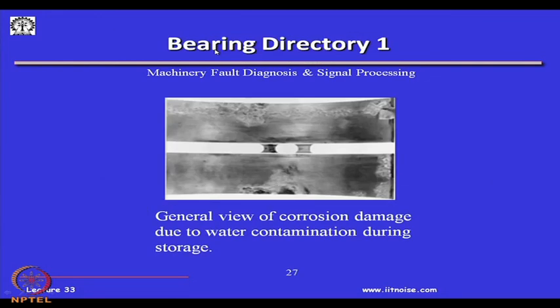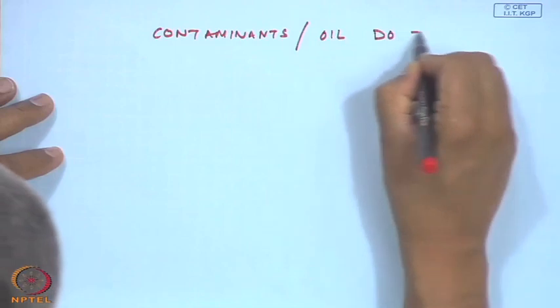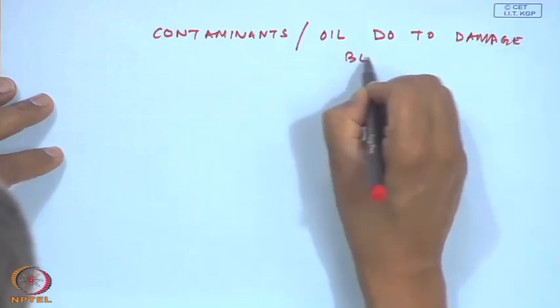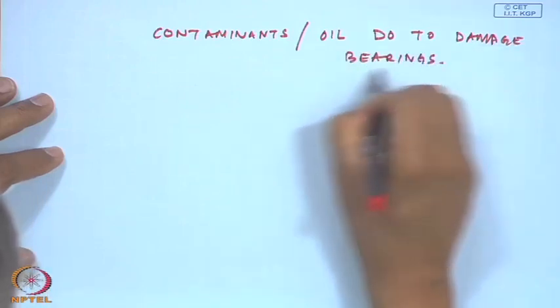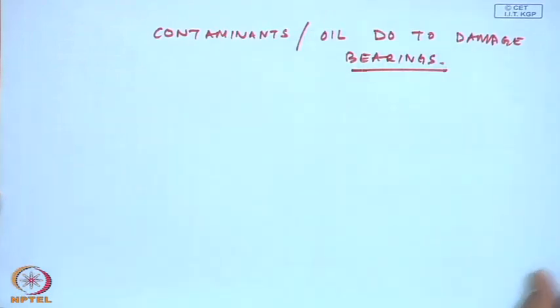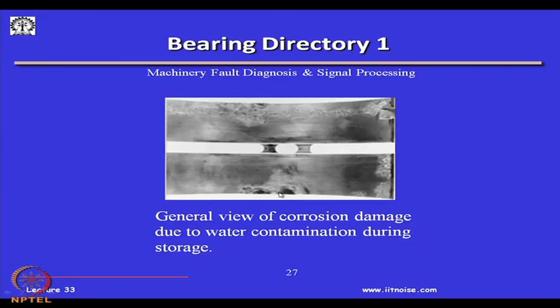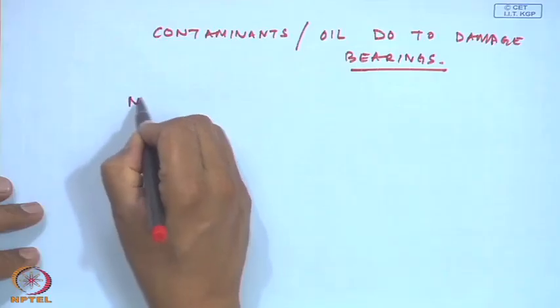Now, before I conclude this class, I'll be telling you some of the effects the contaminants or the oil do to damage bearings. And these are available in the handbooks, particularly the tribology handbooks. Okay. So, this is just a figure as to the general view of corrosion damage due to water contamination during storage, particularly when you go to the ships, the naval ships.